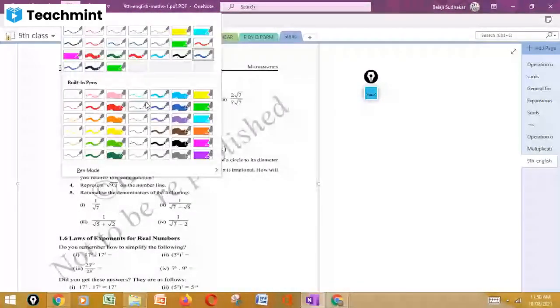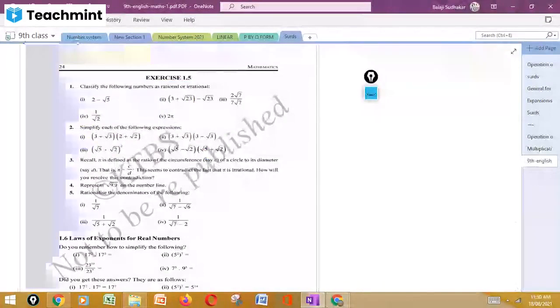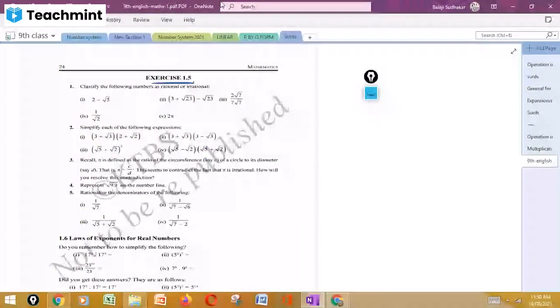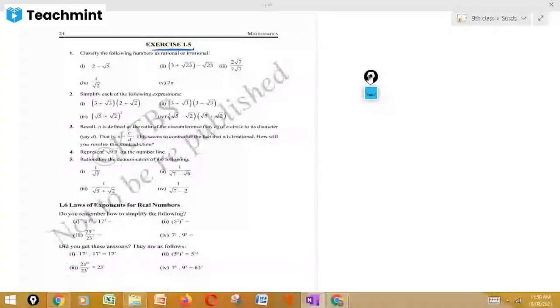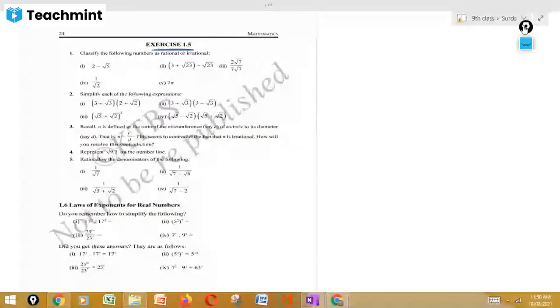Now we are going to have the complete exercise of exercise 1.5. So, can anyone read the first main question? Classify the following numbers as rational or irrational. So what does it mean? It means we have to tell whether these numbers are rational or irrational.